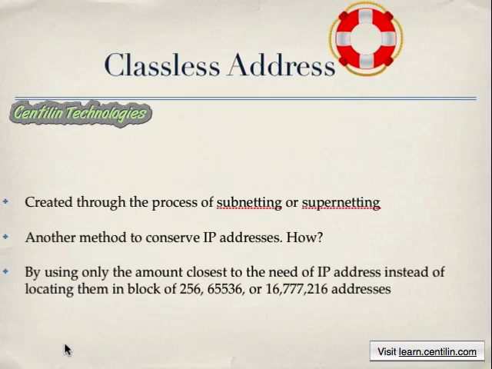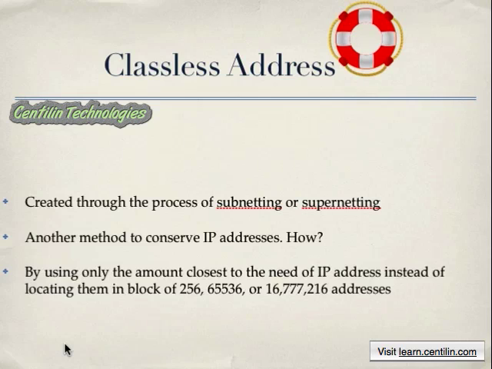So, what exactly is subnetting or supernetting? It is actually the process of changing the subnet mask so that we can obtain a different subnet mask in order to calculate the classless addresses. Unlike its classful version, which means all networks must use either 256 or 65,536 or 16 million addresses.